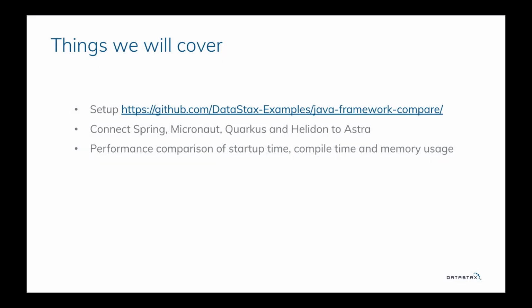Let's see what we will learn in this video. Firstly, we'll set up the project that is available under the provided GitHub link. Next, we'll connect various Java frameworks such as Spring, Micronaut, Quarkus and Helidon to DataStax Astra Cloud. Finally, when everything is up and running, we'll make a performance comparison of the compile time, startup time and memory usage of these frameworks.